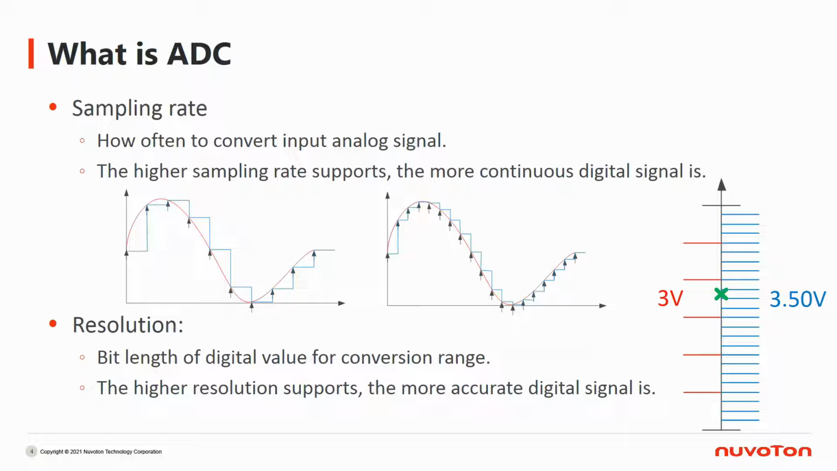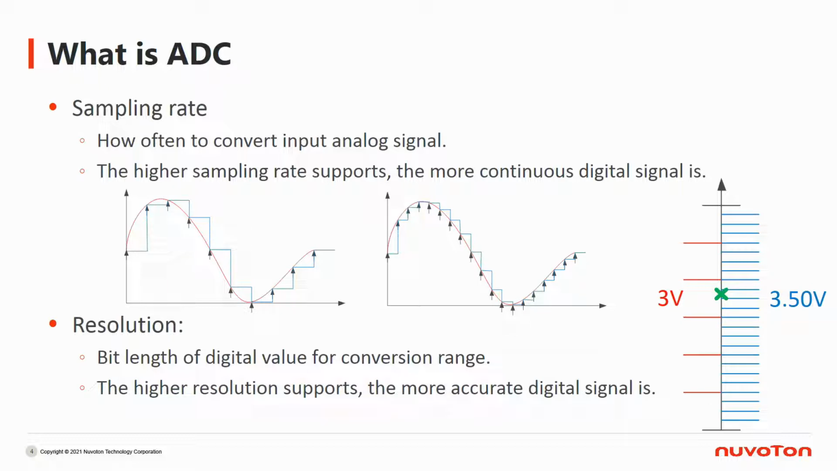Take the scale on the right-hand side, for example. The red scale has bigger quantity, and the blue scale has smaller quantity. If we have a battery level ranging from 0 to 5 volts to measure, the result will be different depending on which scale we use. When we use the red scale, where the quantity is bigger and the resolution is lower, we can only get a value roughly, like 3 volts. When we use the blue scale, where the quantity is smaller and the resolution is higher, we can get a more accurate value, like 3.5 volts. Therefore, the higher the resolution, the more accurate the digital signal would be.